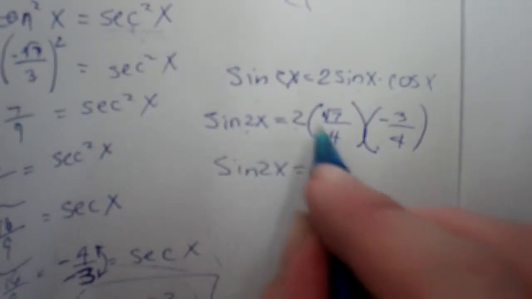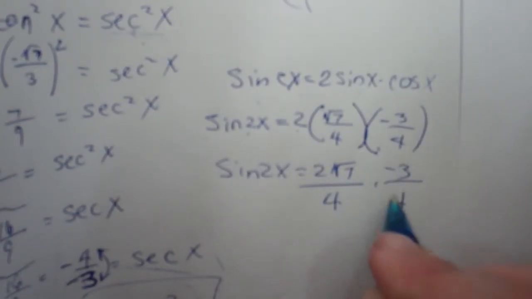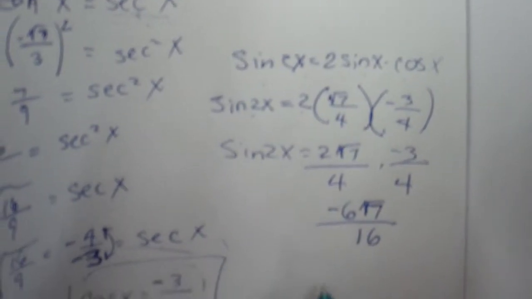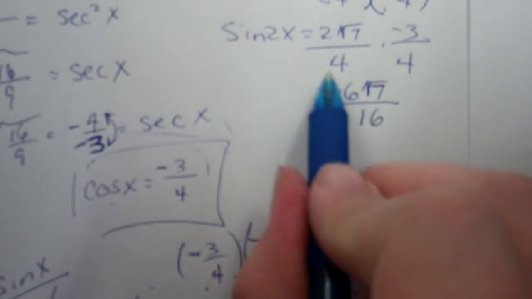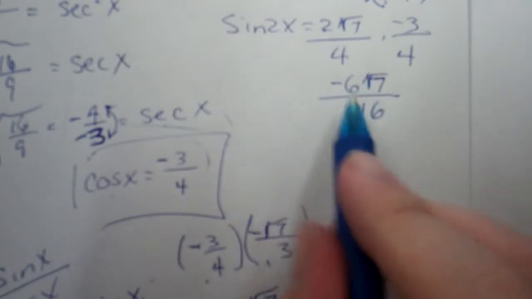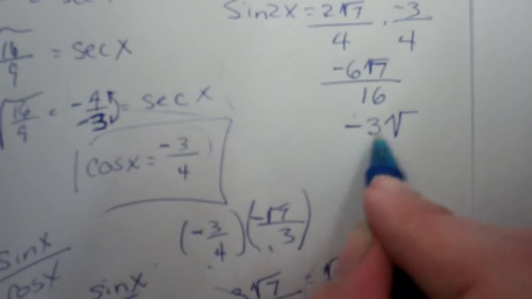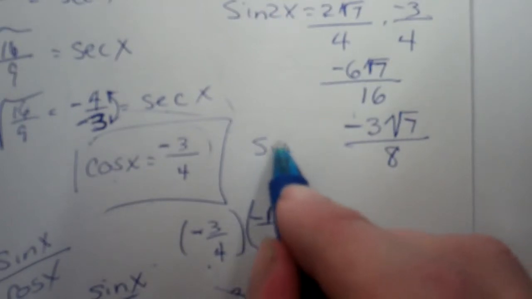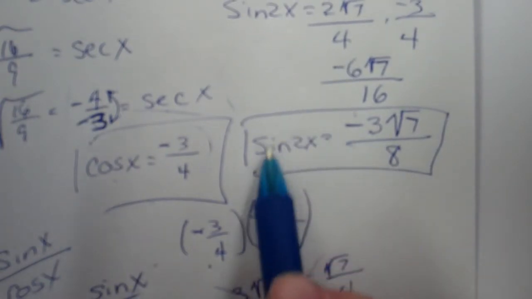So the sine of 2x is equal to 2 radical 7 over 4 times negative 3 over 4. We have to multiply this. 2 times negative 3 is negative 6. So we get negative 6 radical 7 over 16. This can be simplified a bit. We can divide a 4 out of the top. We can divide a 2 out of the top and the bottom. So we end up with negative 3 radical 7 over 8. And so this is telling us that the sine of 2x is equal to negative 3 radical 7 over 8.